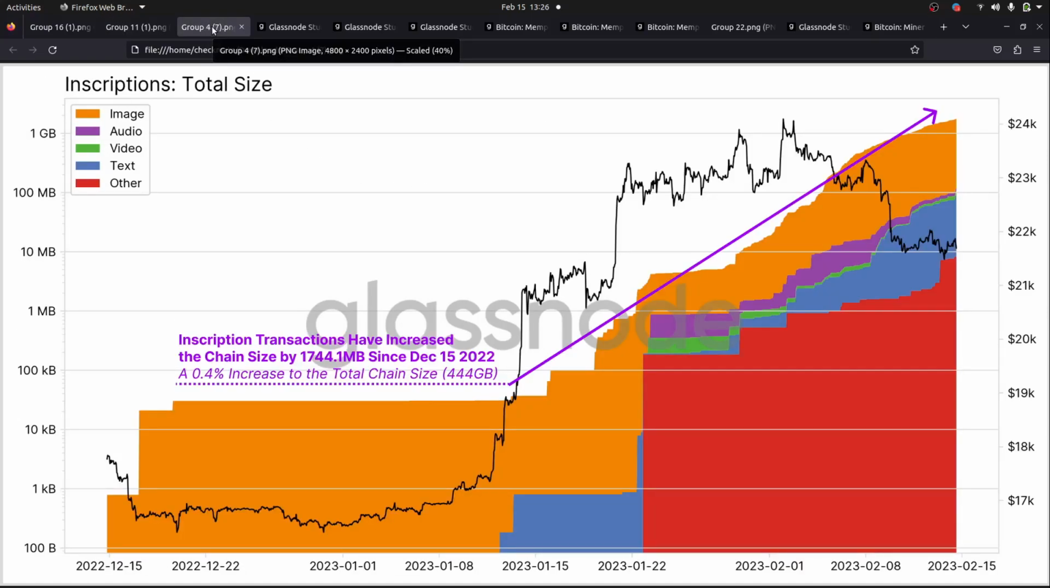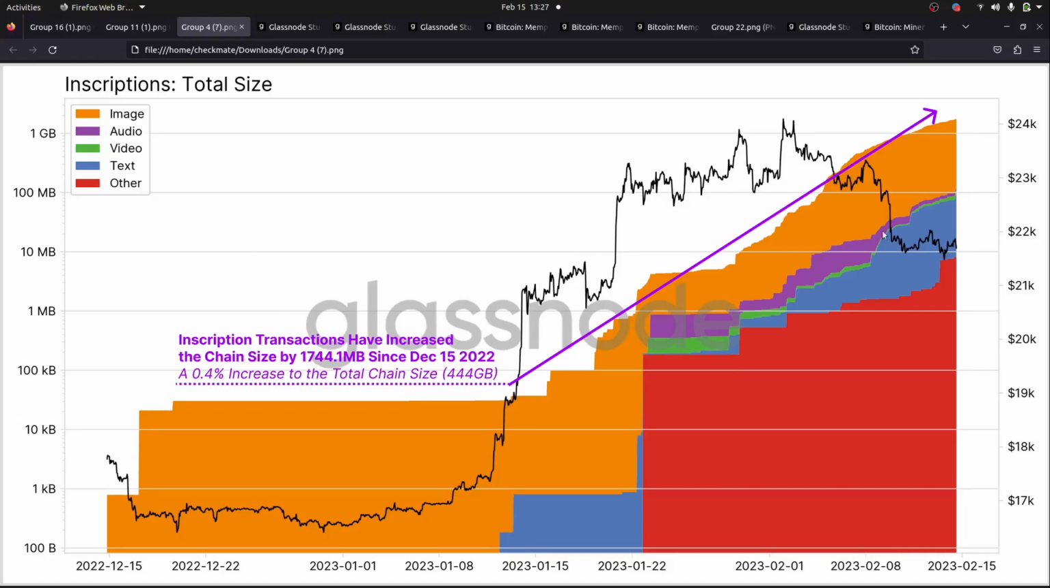Now, in terms of the total size, we've passed 1 gigabyte in total inscription size. And this is really since the middle of December when these things really started to roll out. This is a 0.4% increase to the chain size since then. And we will look at a metric in a second where we've projected out, if we roll this clock forward and run another Bitcoin experiment for 14 years, how much the total blockchain size increases. We'll look at that in a second.